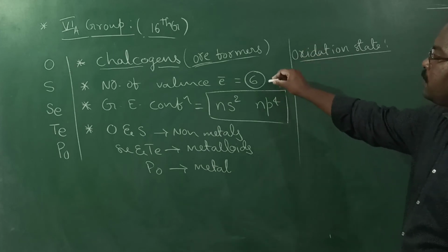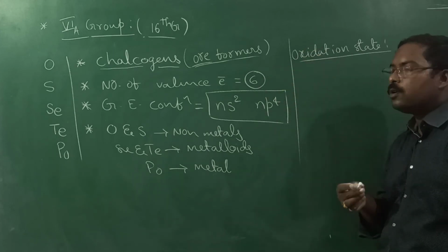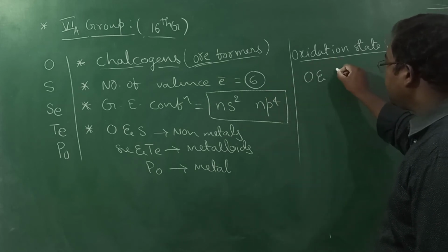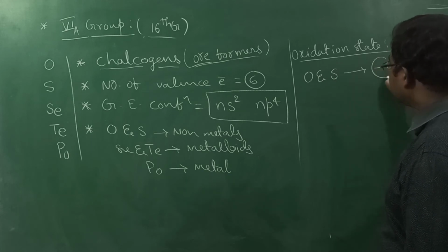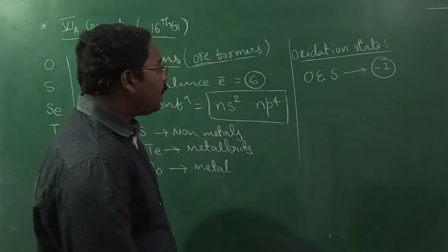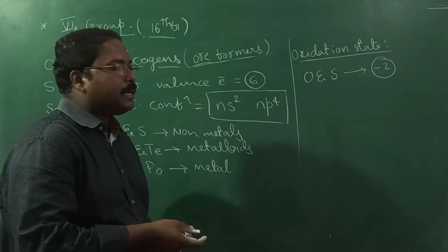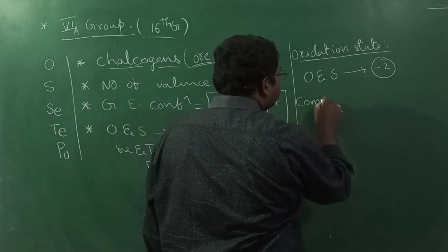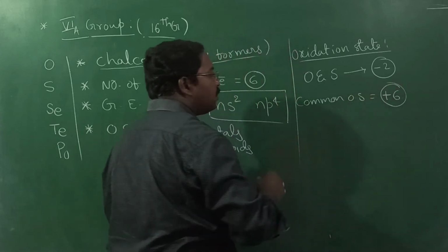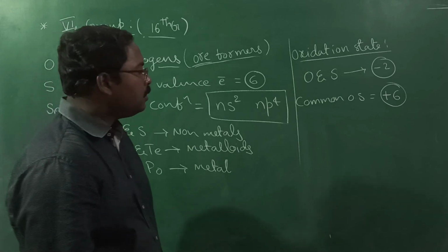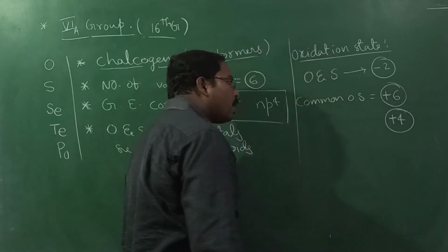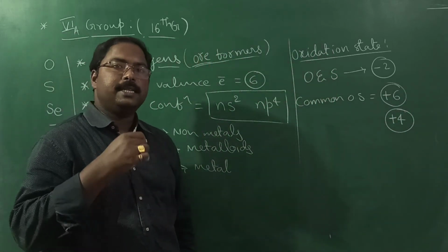As we all know, they have 6 electrons, so they need to gain only 2 more. So that is where they will show the common oxidation state. Mainly for oxygen and sulfur, they will show -2 as their common oxidation state. But coming to the remaining metals, they don't gain electrons. So the common oxidation state of all these elements is that they have 6 electrons in the valency shell, so they are ready to lose those 6 electrons. So that's why they exhibit +6. Even they exhibit +4 also as their common oxidation state.